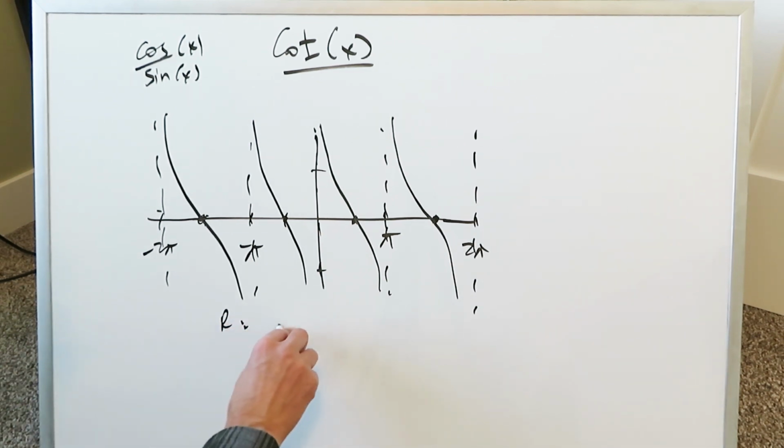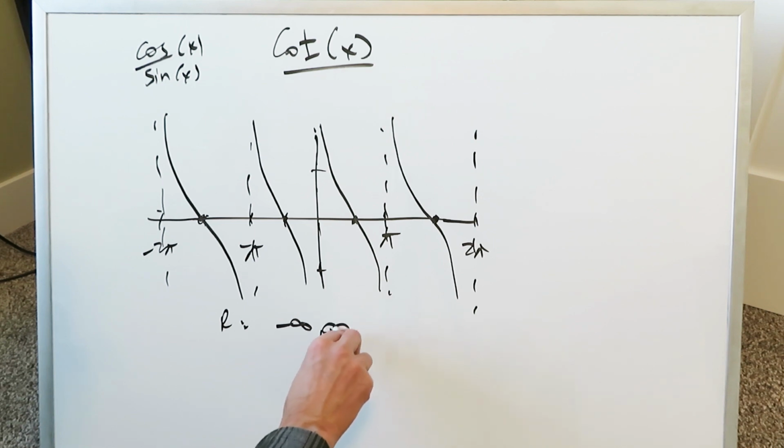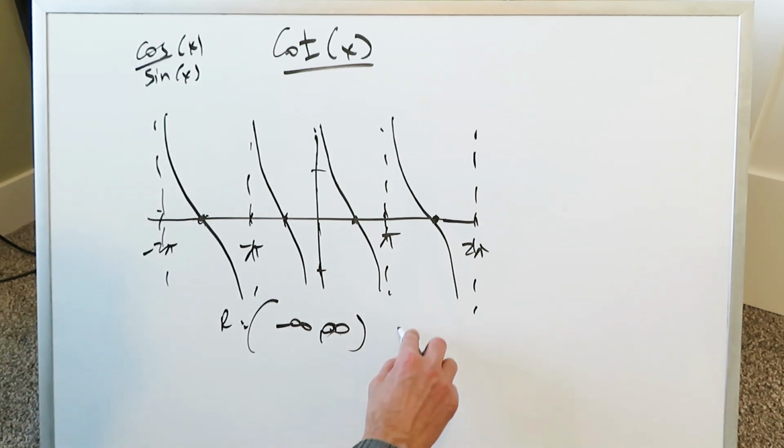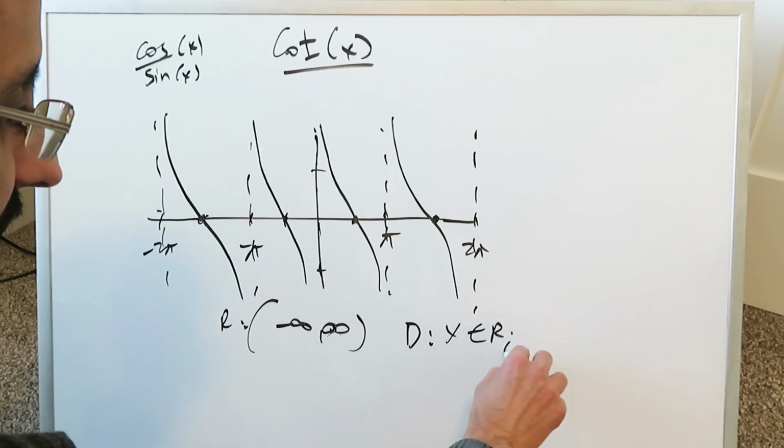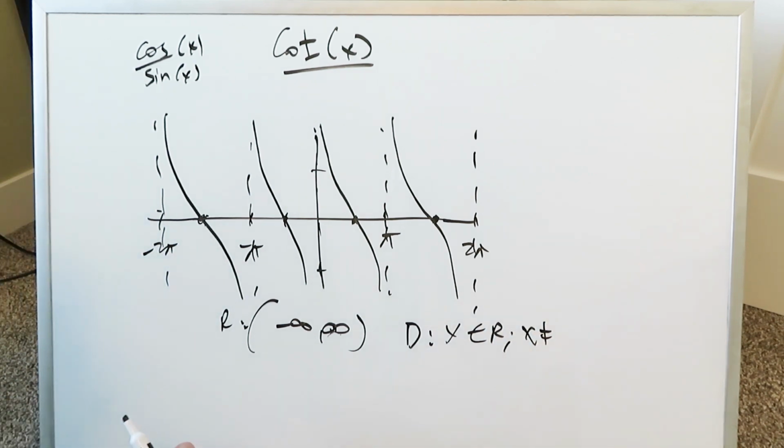The range is easy. It's minus infinity to positive infinity. The up and the down, or the down to up extent of this function is minus infinity to positive infinity. The domain is a little more tricky. Think about it. X can be an element of all real numbers, except x cannot equal to what? What are these? These are the areas of your asymptotes.